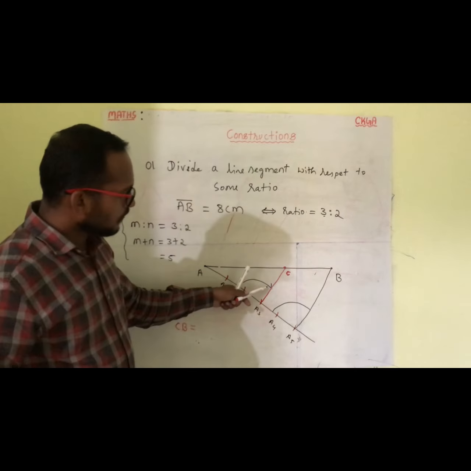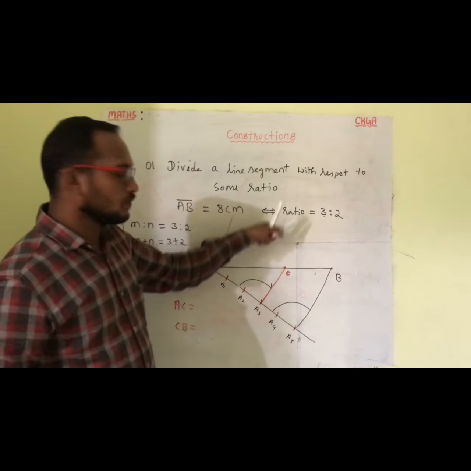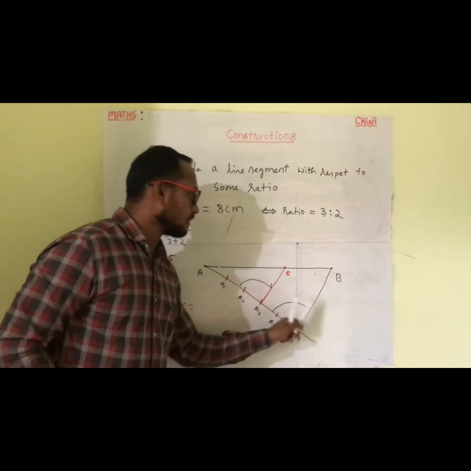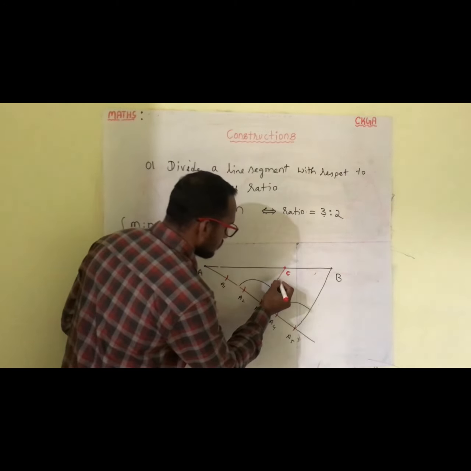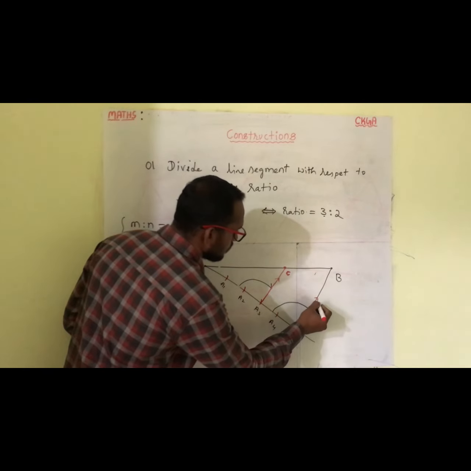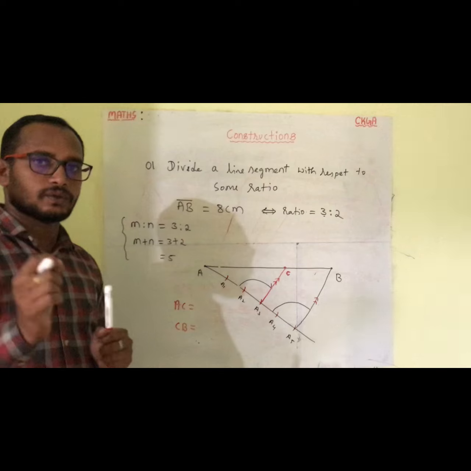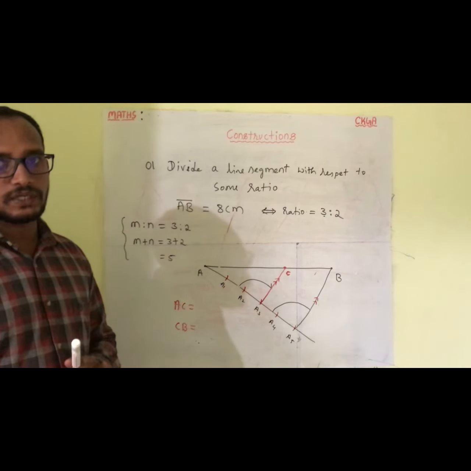At last you get a point. Via that point, which is from A3, you draw a line segment towards AB. Finally you get a parallel line. So keep in mind, don't forget this. This should be a parallel line. If they are parallel lines, you get an accurate result for this construction.